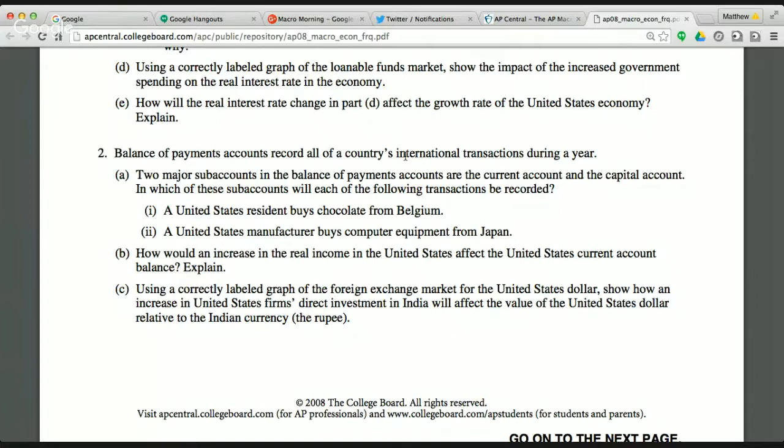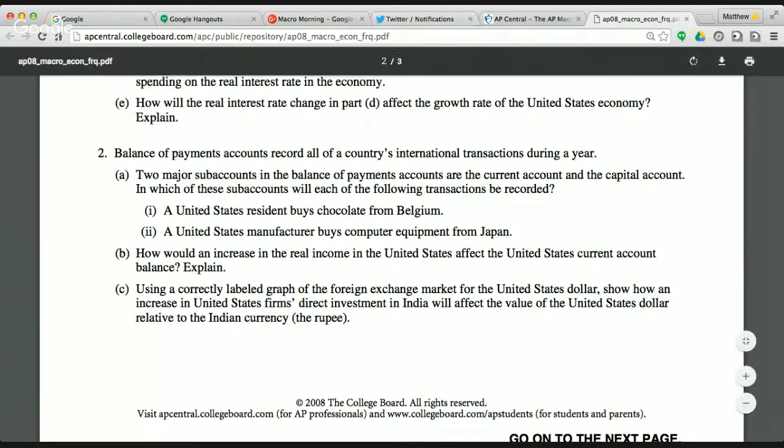So what line are you going to move? Supply, because it's a U.S. firm on the dollar market. How so? Why increase? If we're investing in India, you're going to demand that currency, so you're going to supply ours. So it does what to our currency? Depreciates. All right, so you have to draw a foreign exchange graph showing an increase in the supply of the dollar.